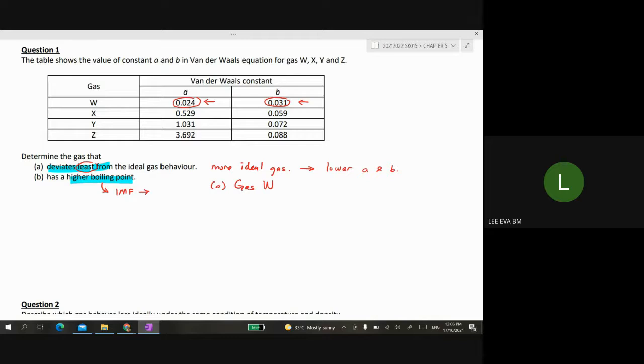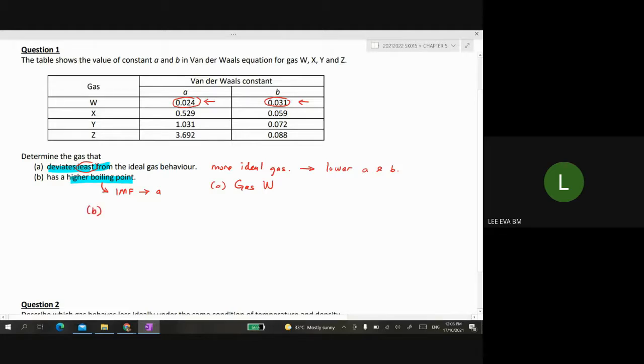Intermolecular forces, what do you want to relate? Is it constant A or constant B? A. Okay. So we want a high boiling point, so we want stronger intermolecular forces. So should we go for a higher value of A or a lower value of A? High. So which gas has a high value of A?